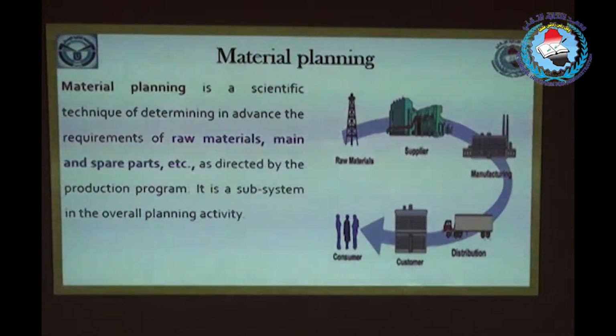Material planning. Material planning is a scientific technique of determining in advance the requirement of raw material, machines, and spare parts, etc., as directed by the production program. It is a subsystem in the overall planning activity, and this figure shows how material management or planning is working. So, first the raw material, and then supplier, manufacturing, distribution, customer, and final customer.